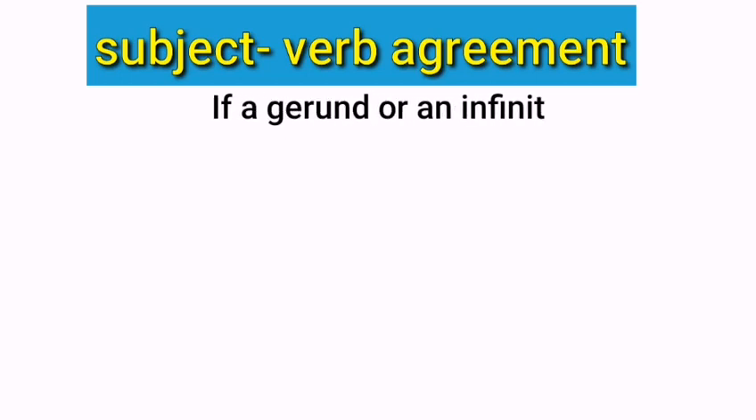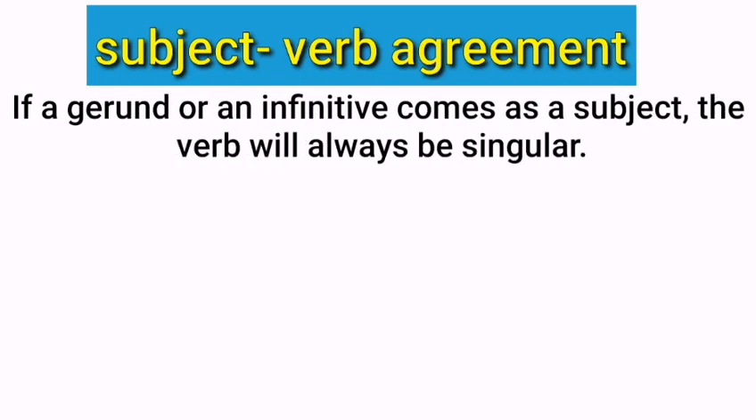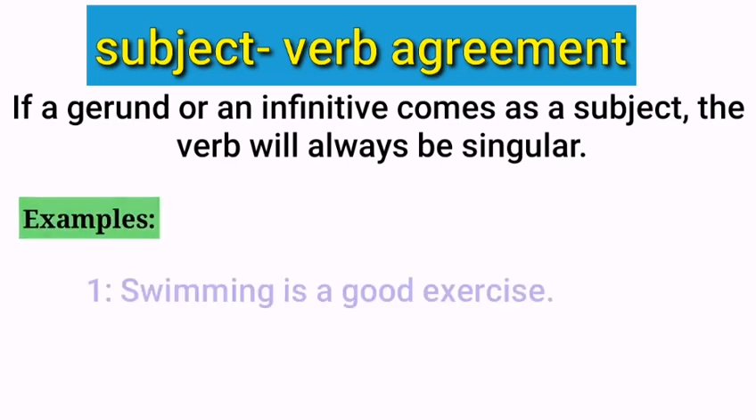If a gerund or an infinitive comes as a subject, the verb will always be singular. Simply, it means that sometimes we use gerunds and infinitives as the subject of the sentence. But remember that whenever a gerund or infinitive is used as the subject of the sentence, then treat them as singular subjects. Just look at these examples.